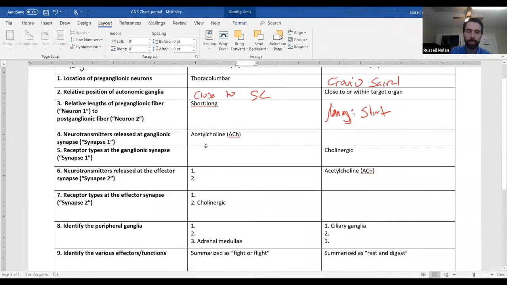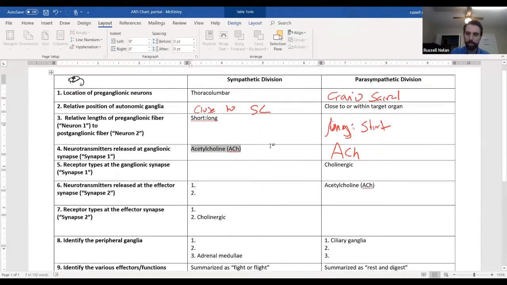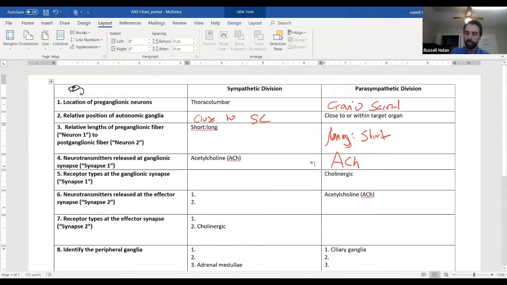So same thing. So what are the neurotransmitters here? And I already told you that that is acetylcholine in the sympathetic division. And if you look in the parasympathetic, it is also acetylcholine. So you can see that in both the sympathetic and parasympathetic divisions, acetylcholine is the neurotransmitter released at synapse 1.